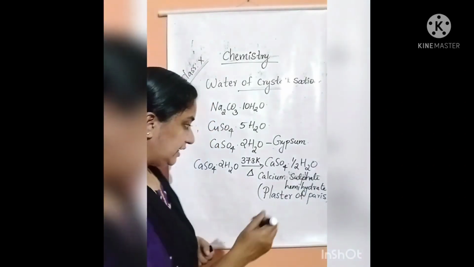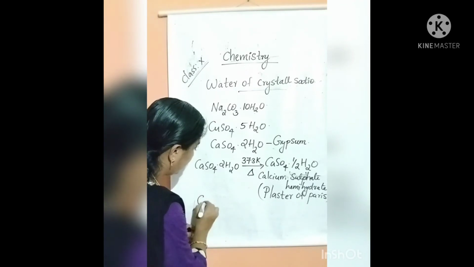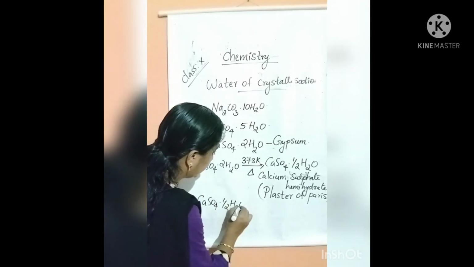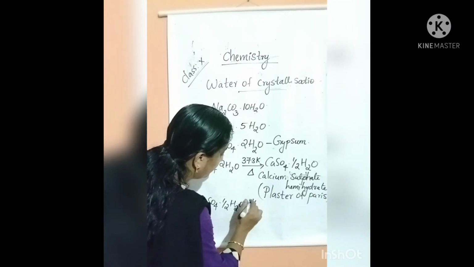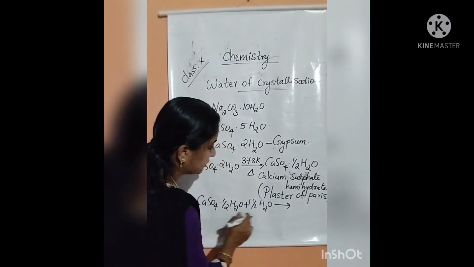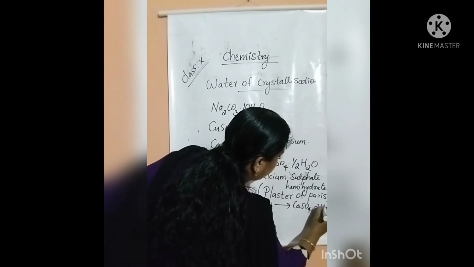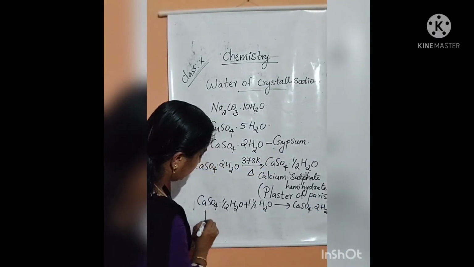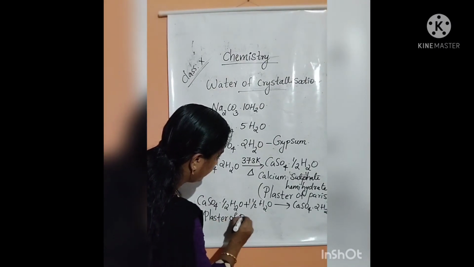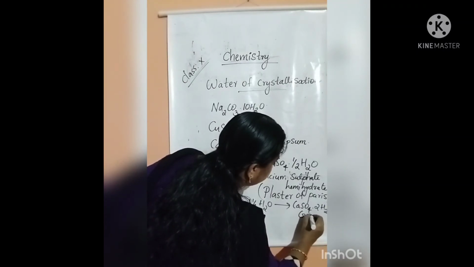Okay. When we add water to plaster of Paris, 1.5 molecules of water, that turns into gypsum. This is plaster of Paris. This one is gypsum.